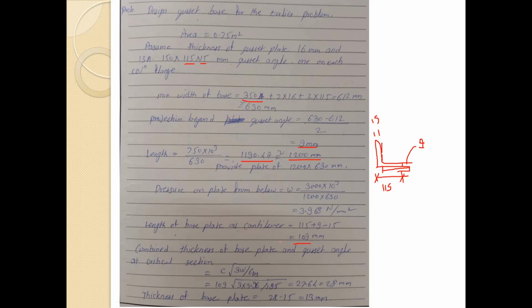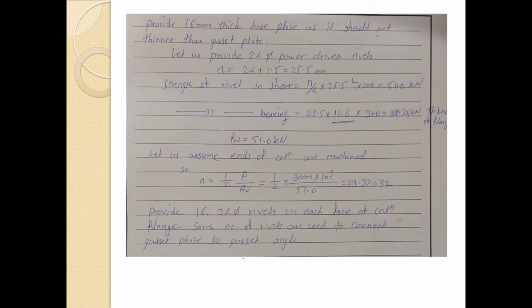So the combined thickness of the base plate and gusset angle at the critical section equals, using the formula, C into under root 3W divided by sigma bs. So that is 109 into under root 3 into 3.96 divided by 185, so that becomes 27.64. So we are providing 28 mm. So the thickness of the base plate is 28 minus 15, that is the thickness of the angle, so that becomes 13 mm. Now we are providing a 16 mm thick base plate, as it should not be thinner than the gusset plate.